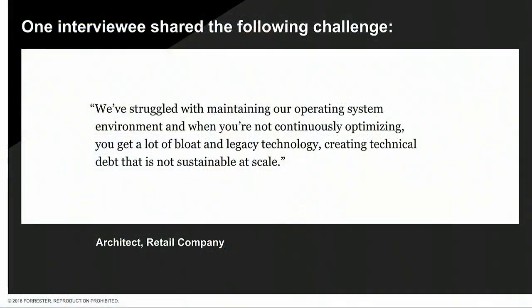So one interviewee we spoke with, who was an architect at a retail organization, said that they've struggled with maintaining their operating system. And when they weren't continuously optimizing, they get a lot of bloat and legacy technology, and that creating that technical debt is not sustainable at scale. I mean, who out there can relate to this within your organization? Who's spending time, wasting time, trying to manage these legacy technologies and keep them up and running and wasting resources and time rather than implementing new business initiatives? You're tying up resources. And so this is what their customers were saying to us. These are the challenges that they're facing.